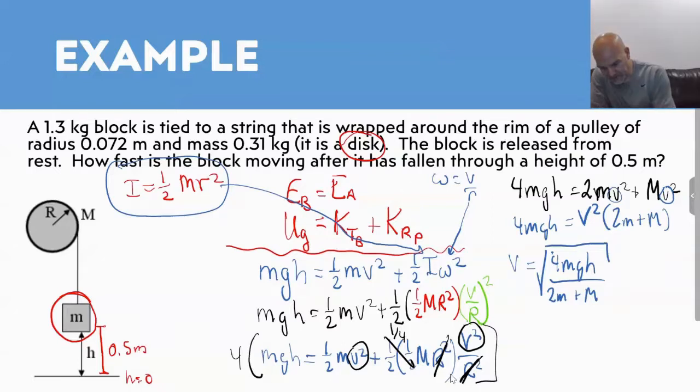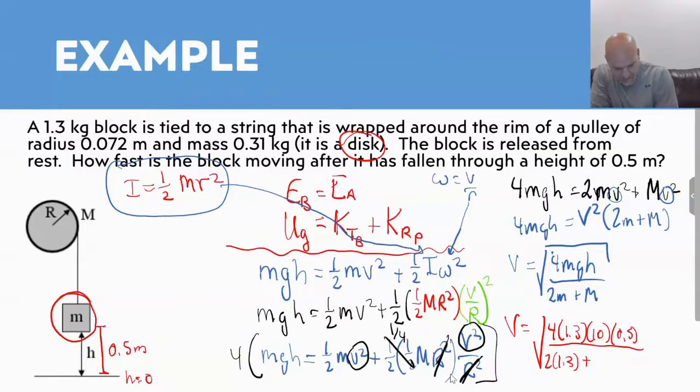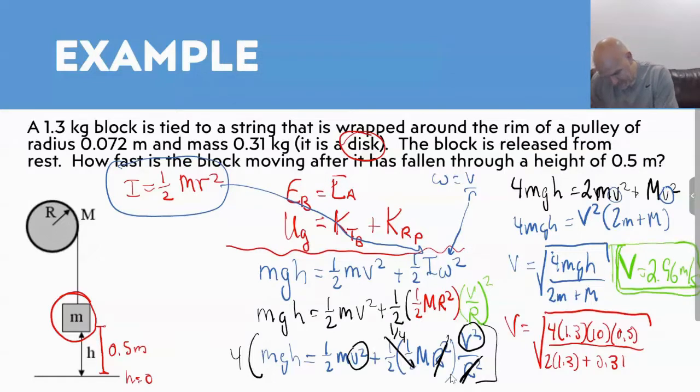Okay, so now I can plug in numbers. So we say v equals the square root of 4 times 1.3, we'll use 10 for g to be simple, times 0.5, divided by 2 times 1.3 plus our pulley 0.31. Now we do this and it gives us a speed of 2.96 meters per second. So that is our linear speed as we hit the ground.